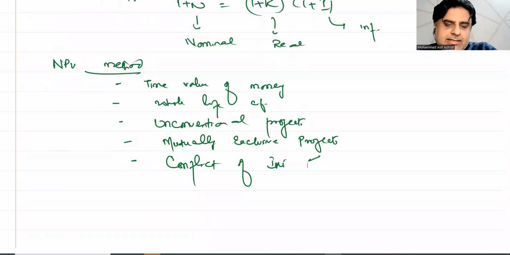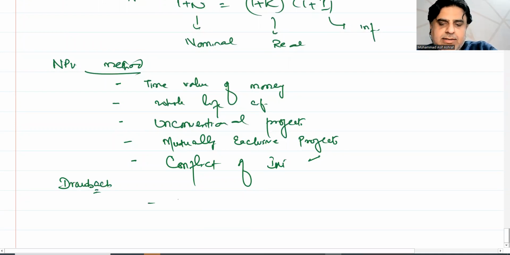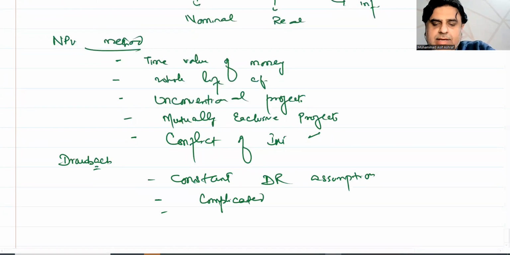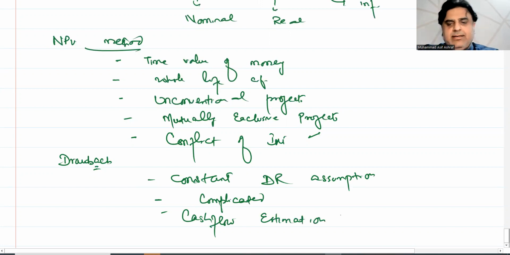But on the other hand, definitely we have some drawbacks. The first drawback is the constant discount rate assumption. We assume that the discount rate will remain constant over the period. Number two, it is very complicated. And all of the cash flow estimation problems are also drawbacks of the NPV method.